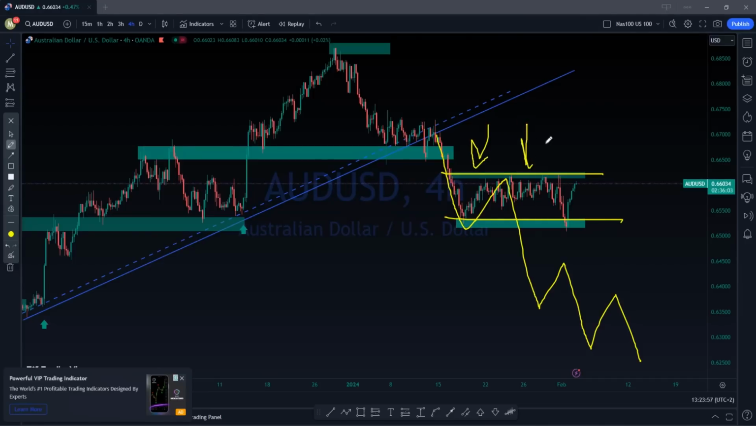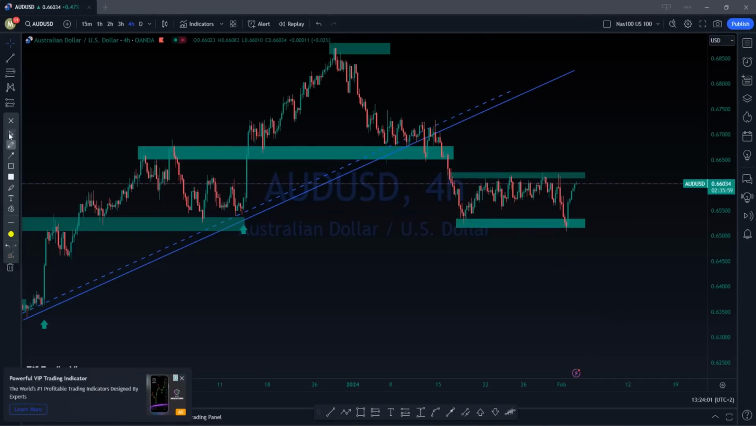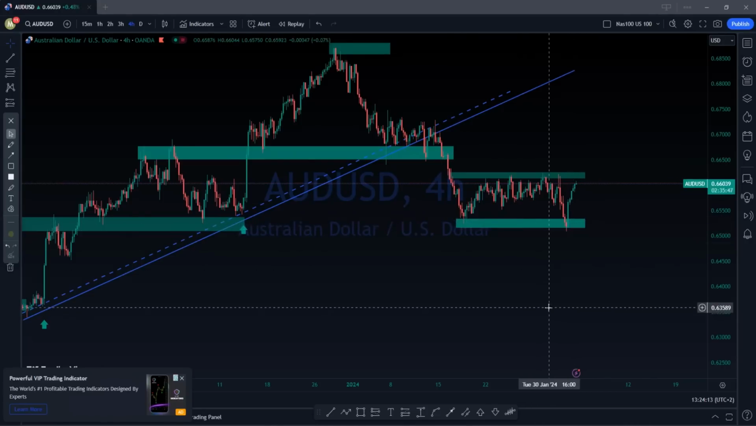The market has been doing that. Let's check how long this is. From 17, okay, it's actually 16 Jan. Now it's Feb. So yeah, almost 3 weeks.